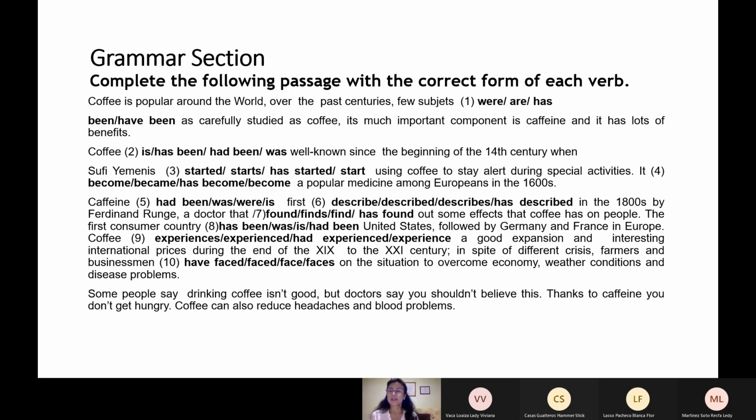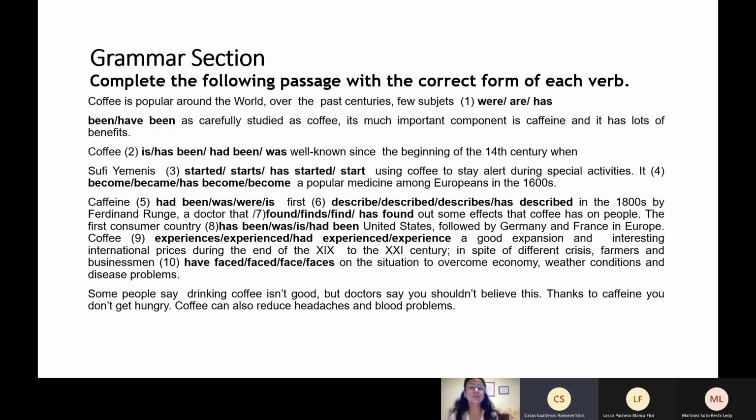Coffee. Start to read, Hammer. Hammer, can you read please? Can you hear me? Yes, we can hear you. Hammer, go ahead. Coffee is popular around the world. Over the past centuries, few subjects have been as carefully studied as coffee. Its most important component is caffeine, and it has lots of benefits.